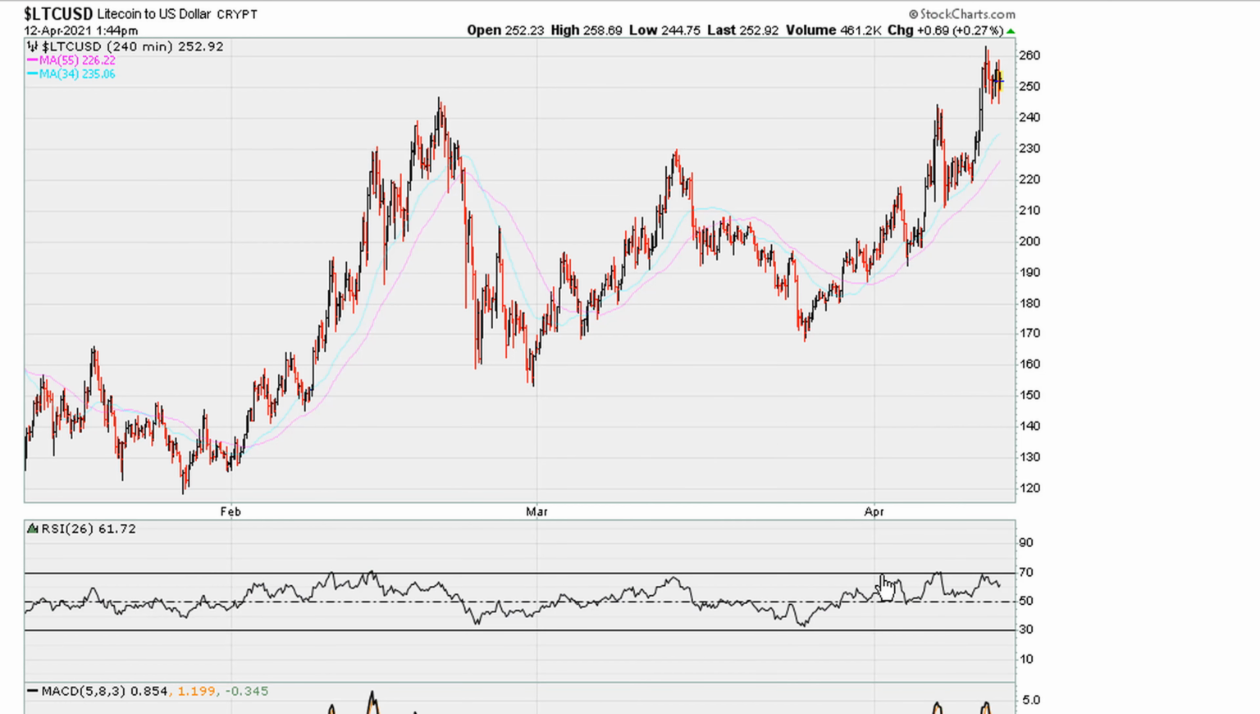Just take a look at Litecoin. Just want to point out here that it is also moving and essentially trading at 52-week highs. And there's a slight, very slight, I wouldn't say it's very meaningful, but there's a slight negative divergence. Higher prices, a little bit of a decline on the RSI.